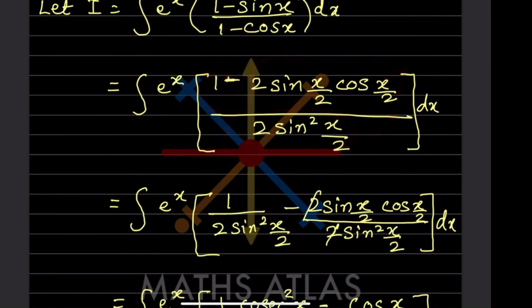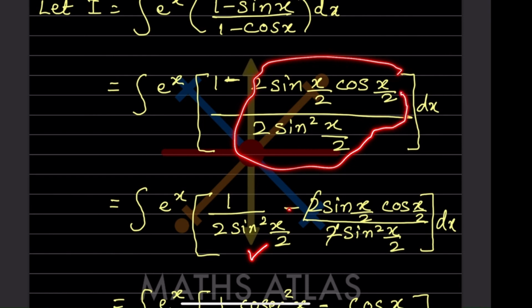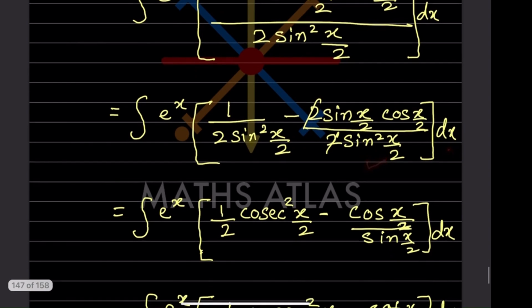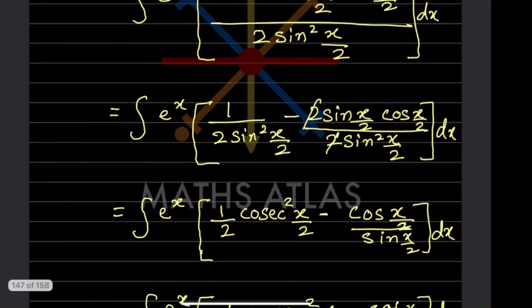So e raised to x, what will be here: 1 divided by sin square x by 2, minus here this one, that is 2 sin x by 2 cos x by 2 divided by 2 sin x by 2, and then dx. Now let us consider this first. Here 1 by 2 we will keep outside, and 1 divided by sin square x by 2, 1 by sin is cosec. Here it is square, so we will write cosec square x by 2.